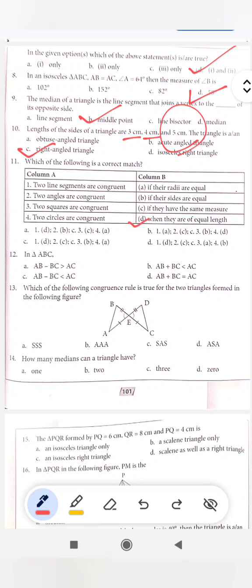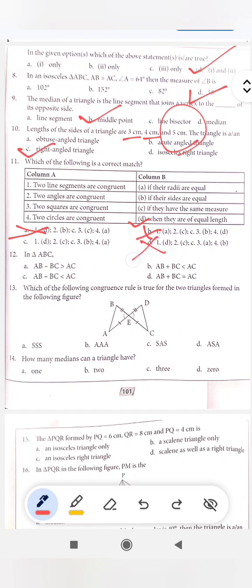So 1 with D, with 1 option D means option B will be cancelled out. Now two angles are congruent if they have the same measurement. So 2 with 2, C is there, so option A is also cancelled out. Two squares are congruent when the sides are equal, so 3, number B is the correct answer.